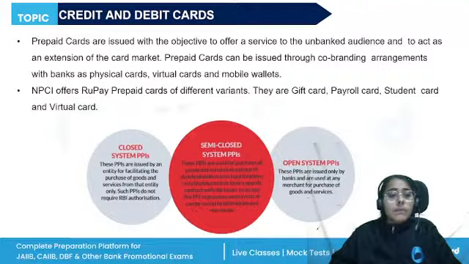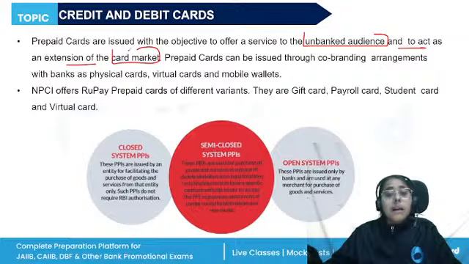Then, if we talk about the prepaid cards, basically to offer service to the unbanked audience and to act as an extension of the card market, we have a certain amount which is already there in the card and it can be used for making purchases, right? There are three types of PPIs.